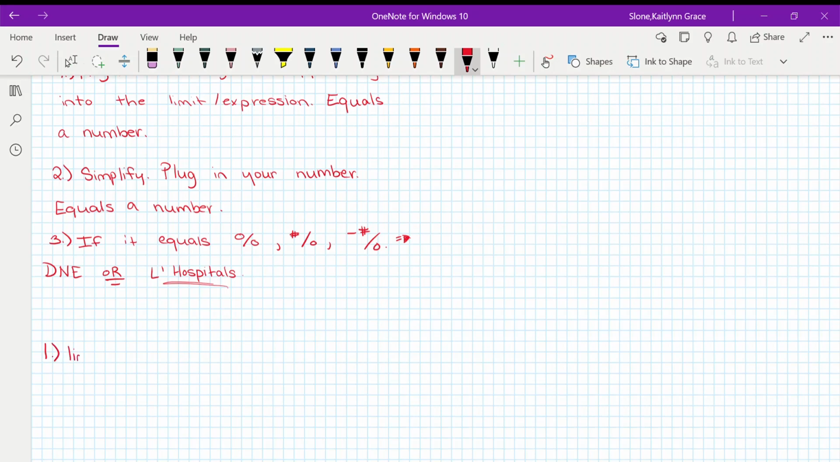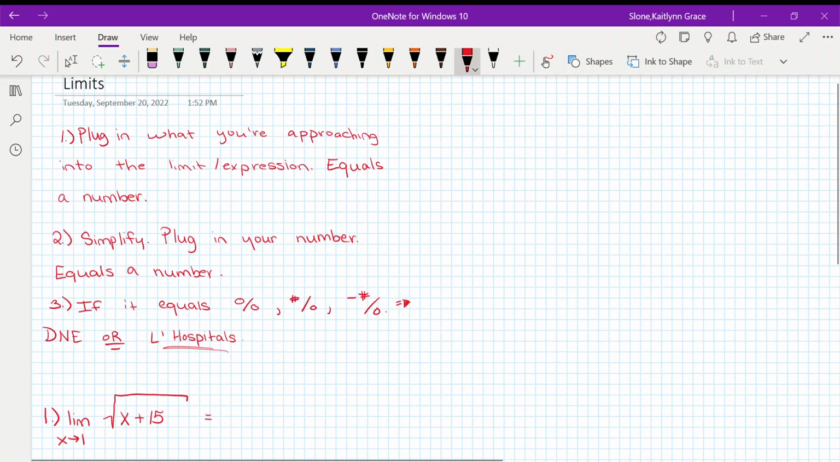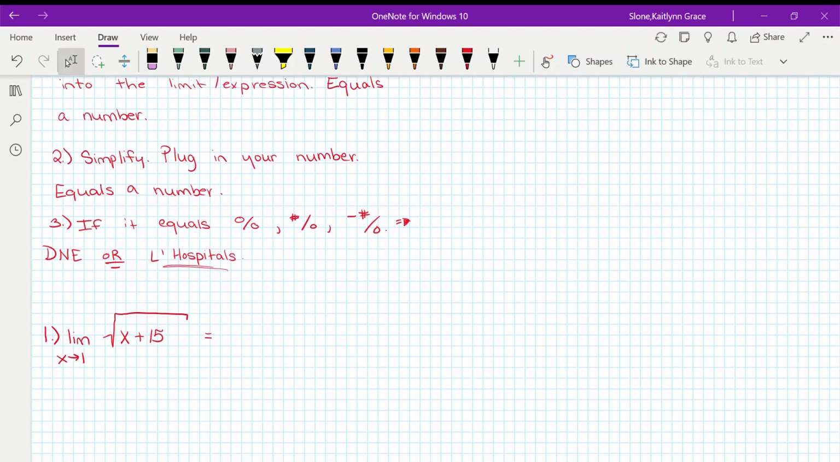So the first problem, we have the limit as x approaches 1 of the square root of x plus 15. So we go through our steps. The first step is to plug the number into your expression. So we plug that in there. We get the square root of 1 plus 15, which is the square root of 16, which is 4. And that equals a number, so that's our answer. We're done.